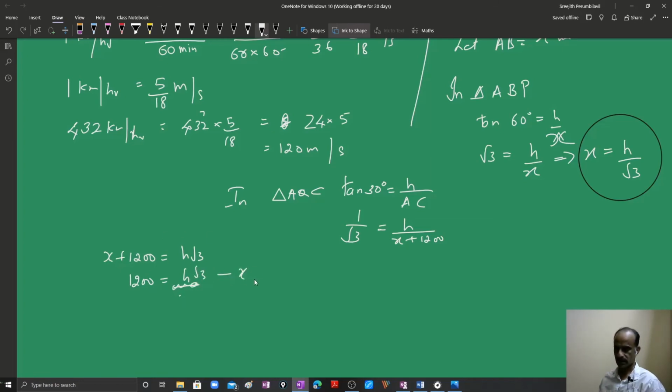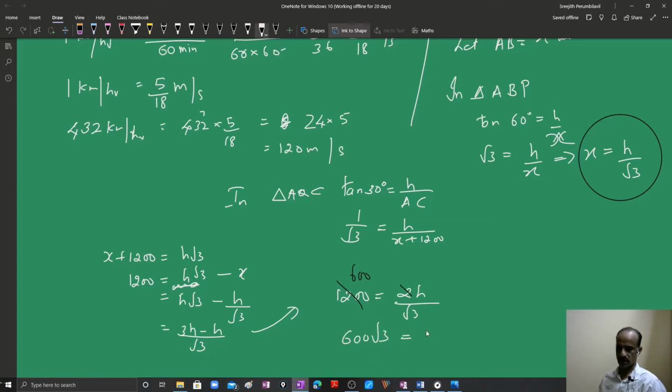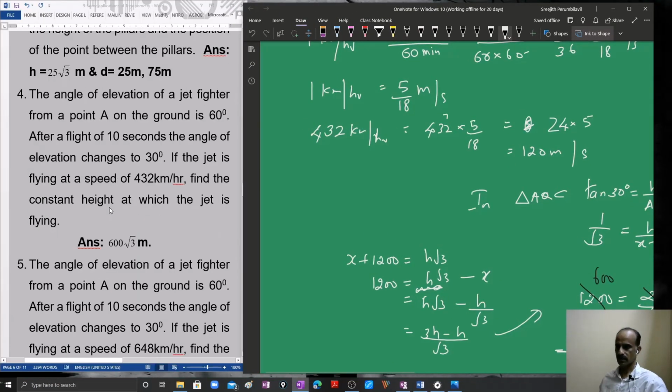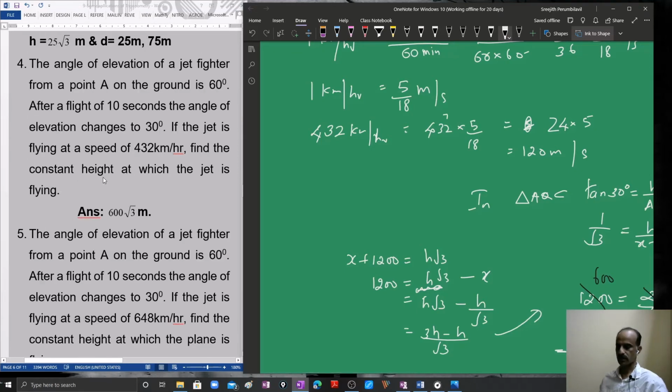minus x, that is equal to h root 3 minus h by root 3. Cross multiplying, 3h minus h by root 3, implies that 1200 is equal to 2h by root 3, or cancelling that 2 you get 600, or 600 root 3 is equal to h. 600 root 3 meters is equal to h. So h is equal to 600 root 3 meters. So that is the height of the fighter jet. The answer is given, 600 root 3.